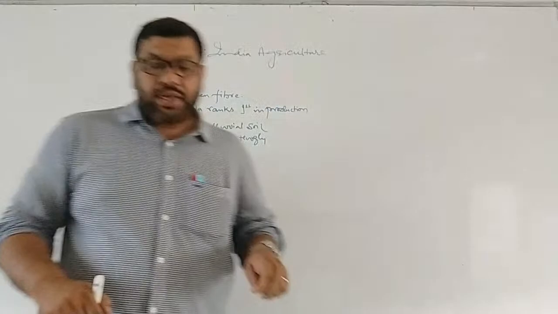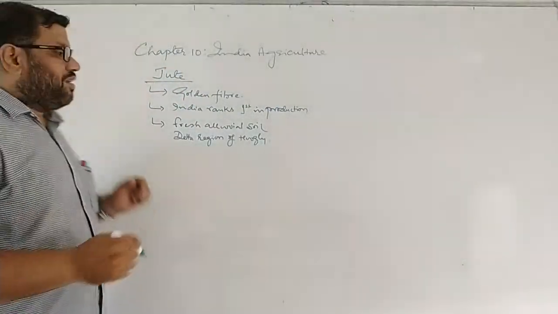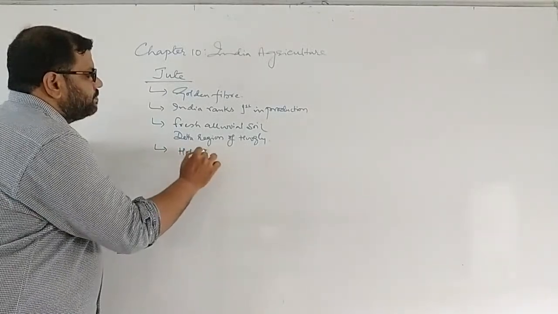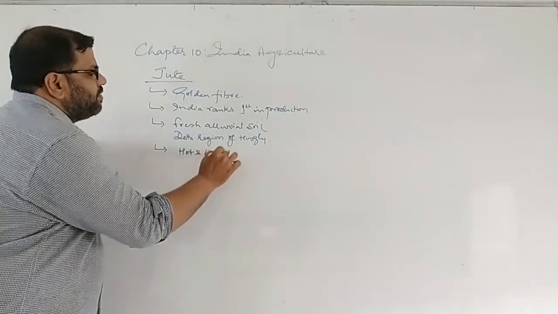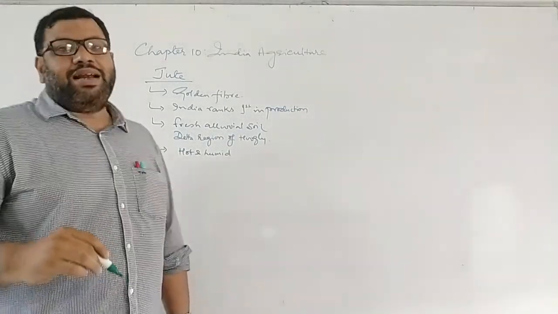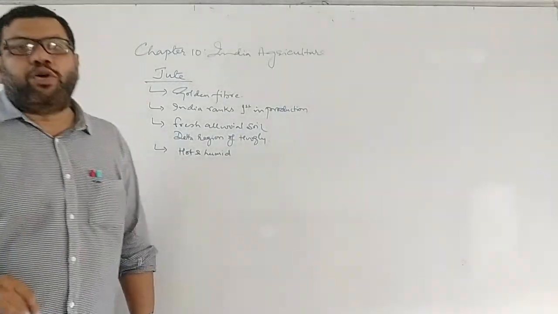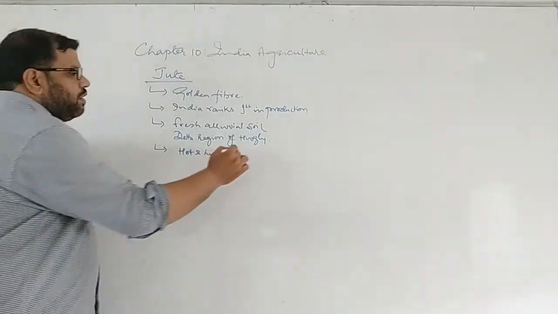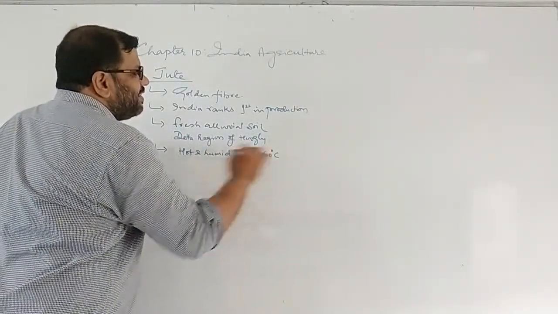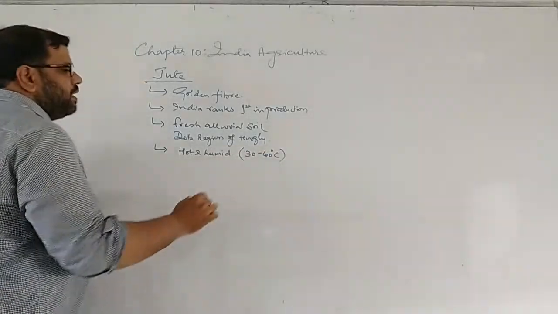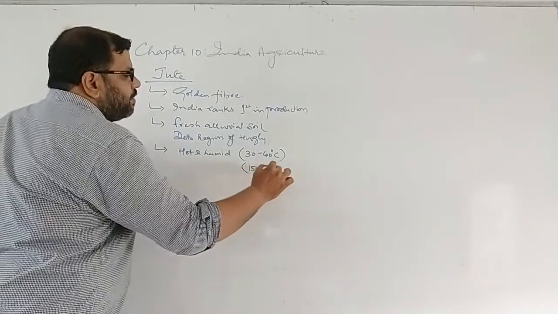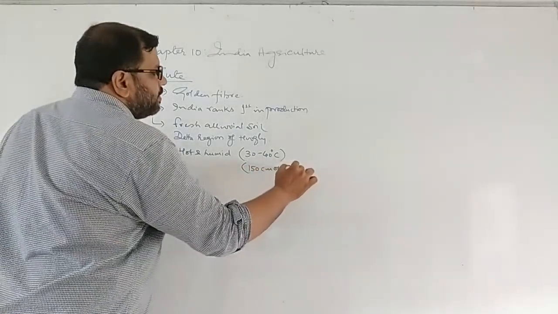Apart from it, what is required is a hot and humid climatic condition. That means a little excess of temperature and a little excess of rainfall, both are required. So 30 to 40 degrees centigrade is the temperature requirement, and more than 150 centimeter of rainfall is required.